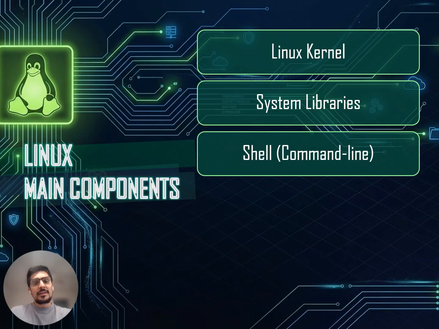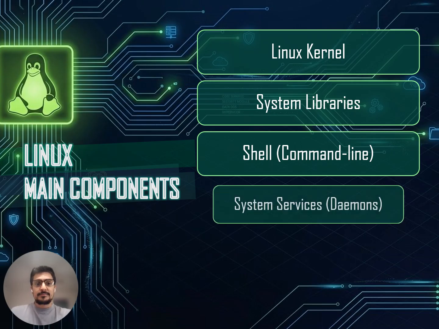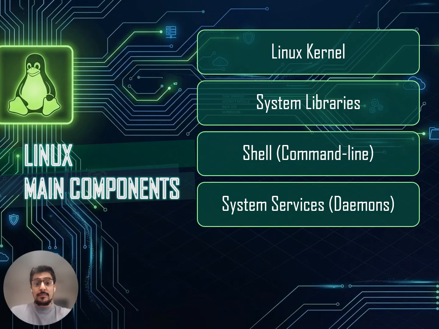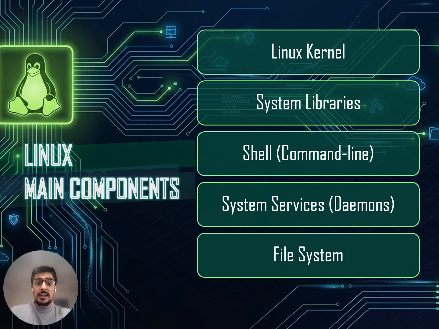Shell is a command line interface that allows users to interact with the operating system and execute commands. System services or daemons are background processes that manage networking, logging, scheduling, and other system functions. The Linux file system has a hierarchical structure that organizes files and directories, emphasizing permission and ownership.